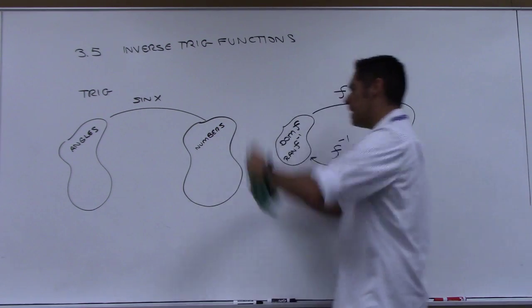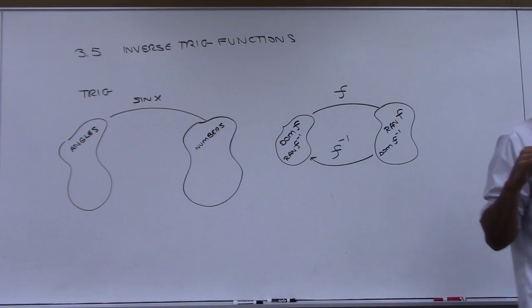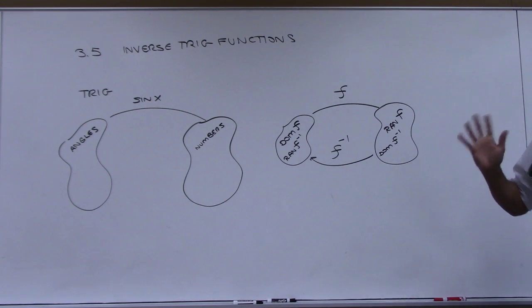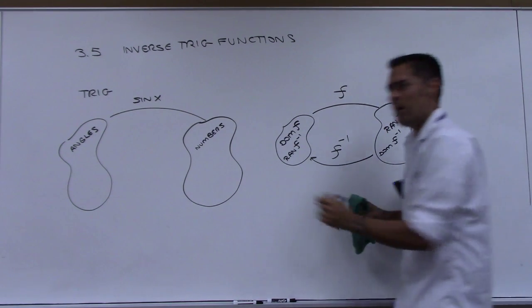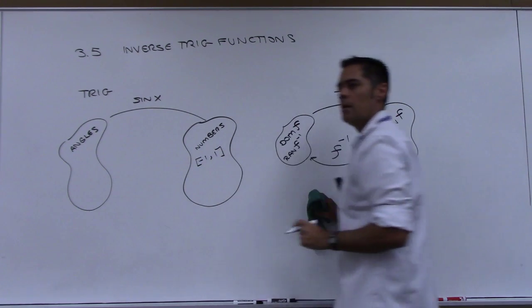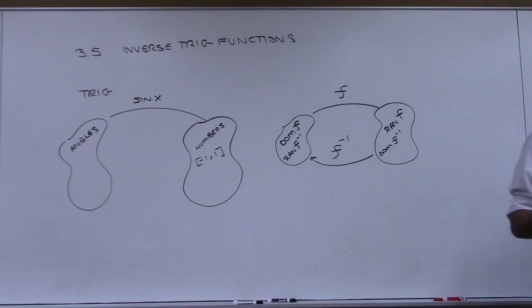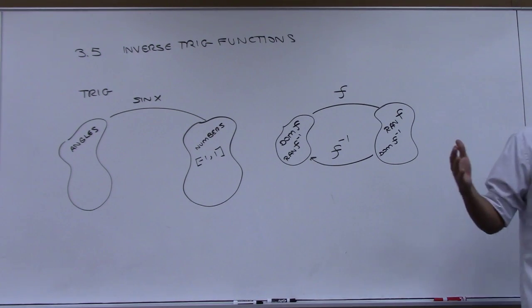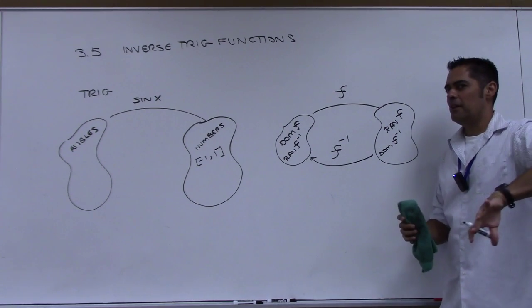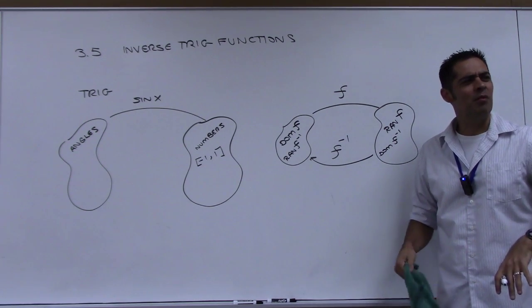But what were these numbers? They couldn't be anything. They had to always be between negative 1 and 1. For the sine function, negative 1 and 1. There's no angle that you can plug into sine to get something bigger than 1 out or smaller than negative 1. What do we mean by big and small when it comes to numbers?